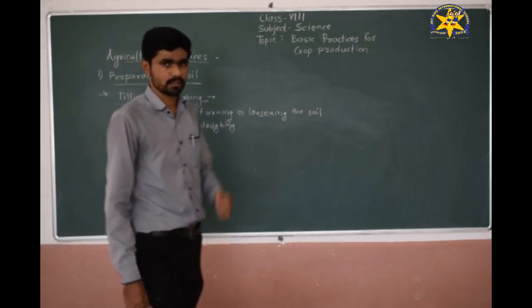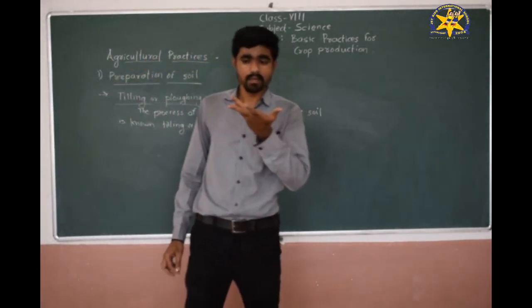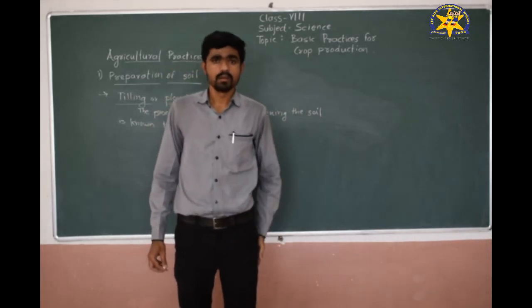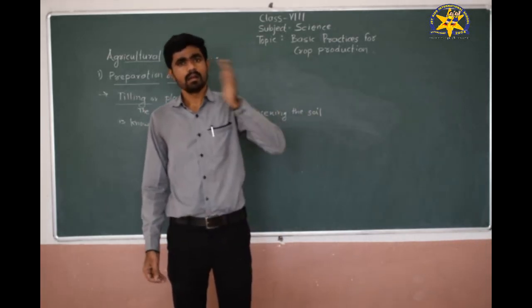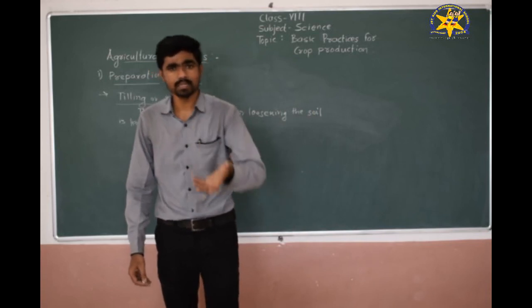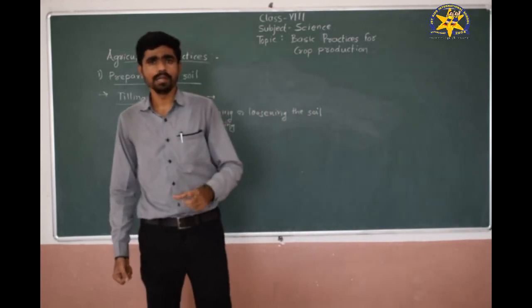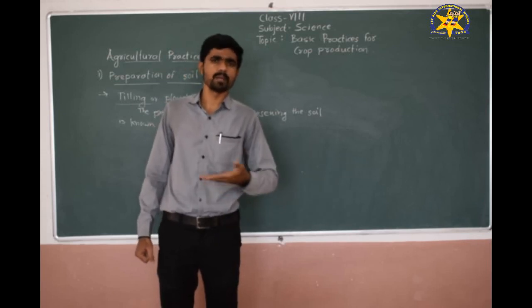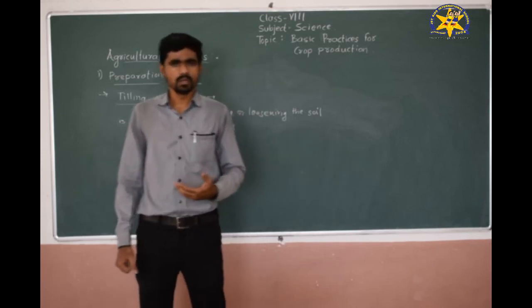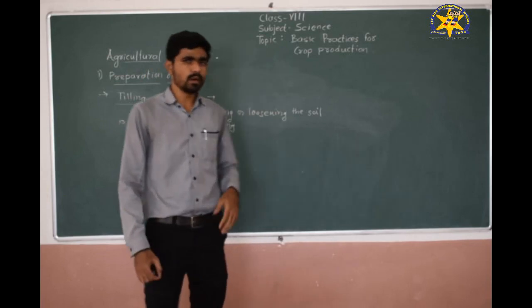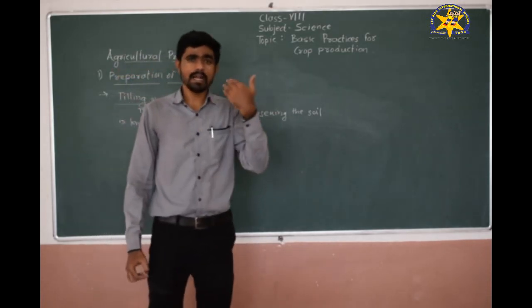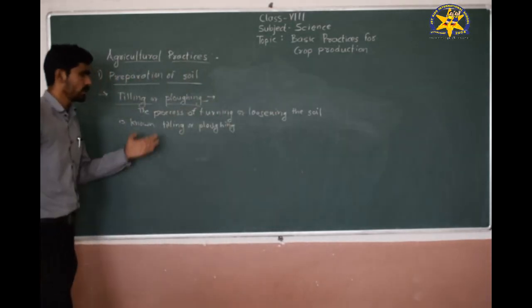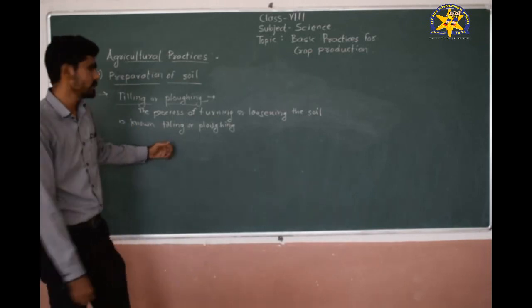Why do we need to do this? The question arises why we need to turn the soil to bring the lower layer to the upper position. Because only a few centimeters of the upper portion of soil supports the growth. So that is why we need to turn. Now, what are the advantages after tilling? What is the benefit of tilling?